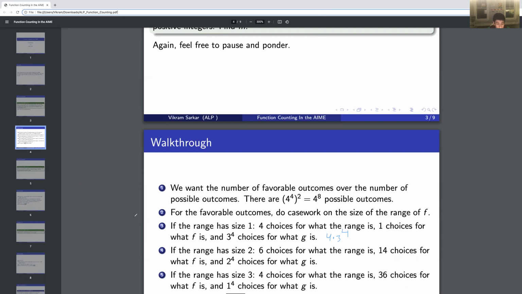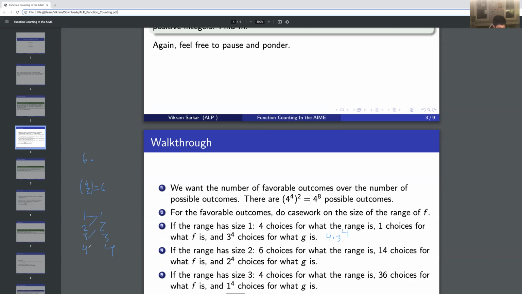Now if the range has size 2, first we have to pick what the range is, right? So let's say the range is {1, 2}, without loss of generality, but we have to multiply this by 4 choose 2, because we choose the range, and 4 choose 2 equals 6 ways. 6 times, and 36 choices for what F is. I mean, no, 14 choices. I was reading this. So 14 choices for what F is, right?